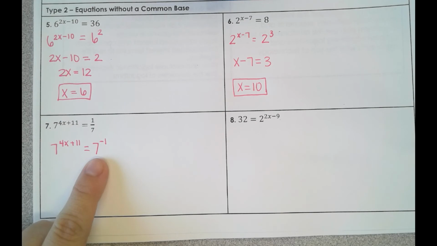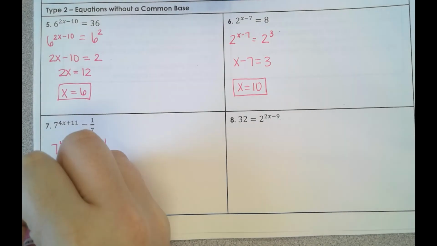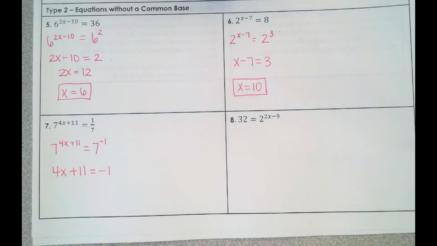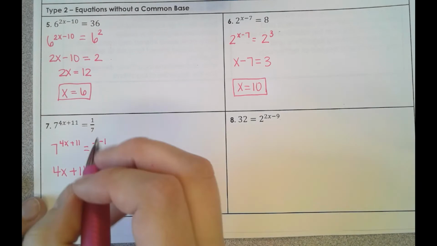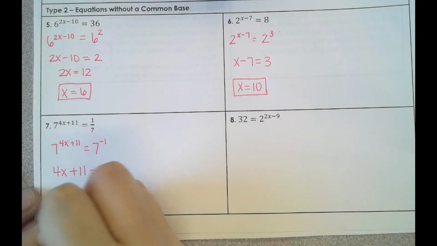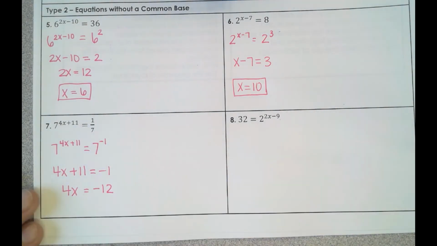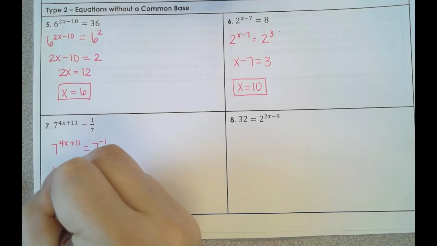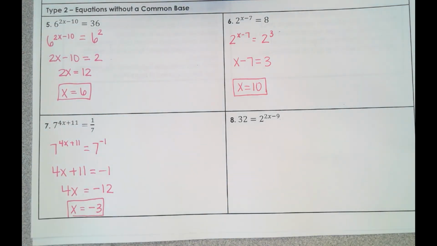Okay. So then we have 4x plus 11 equals negative 1. So 4x equals negative 12, and x equals -3.